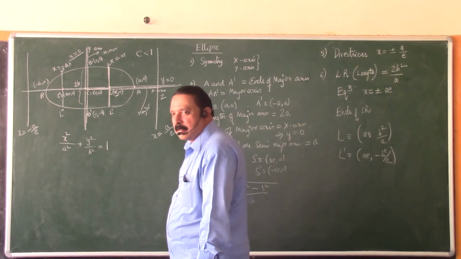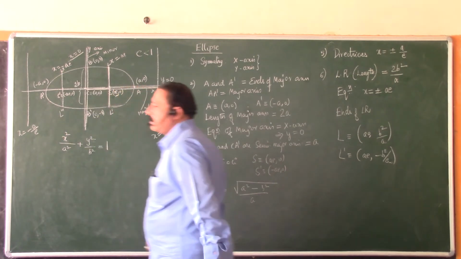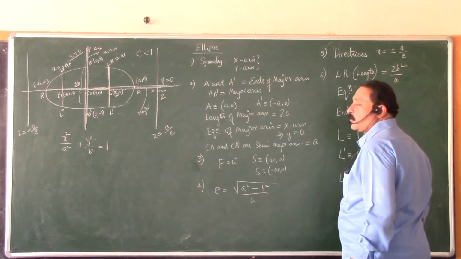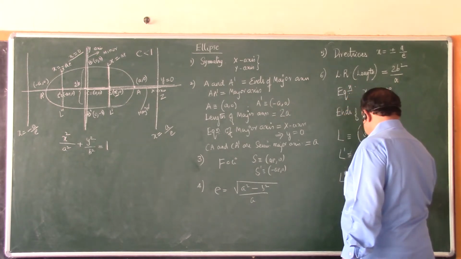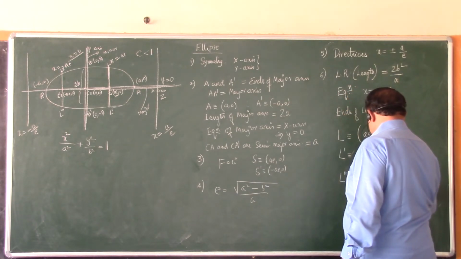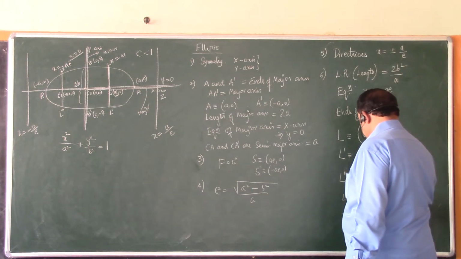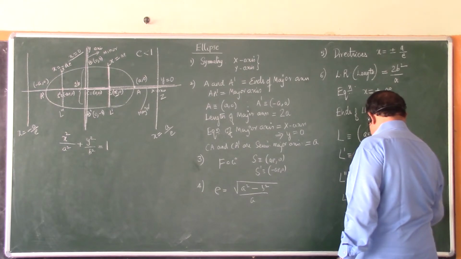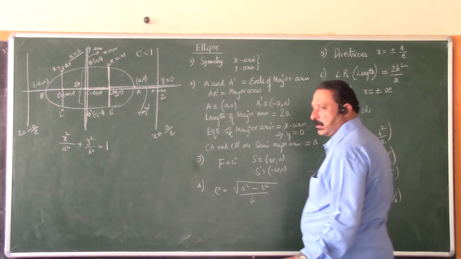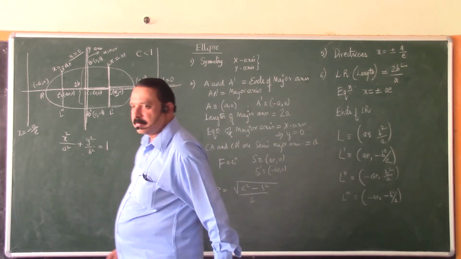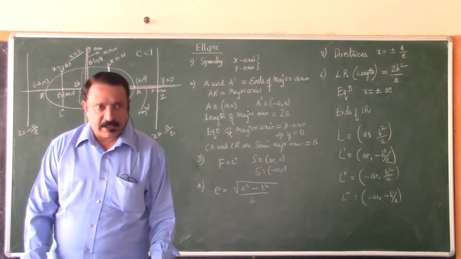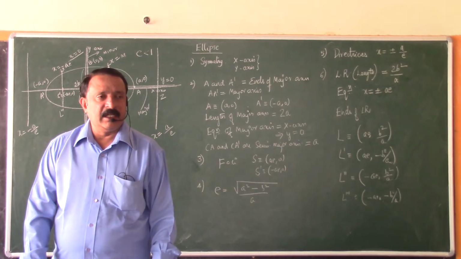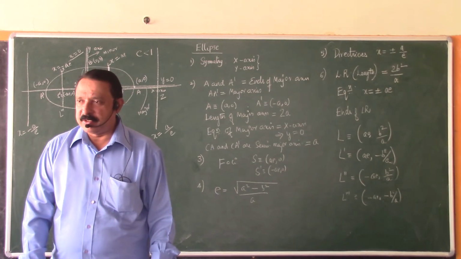Now what is this L2 dash? It is in which quadrant? So minus ae comma b square by a, and L3 dash will be minus ae comma minus b square by a. So these are the four ends of the latera recta of the ellipse.